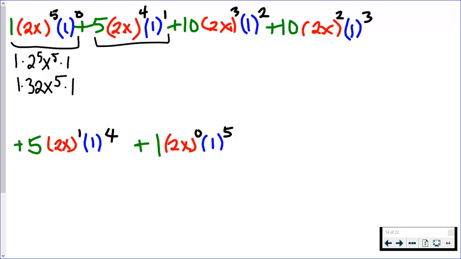Next, I have 5 times, I have 2 to the 4th and x to the 4th because the exponent is applying to everything inside. And this is honestly an easy example because I just keep raising 1 to some power, and that's always going to equal 1. That's a 2 to the 4th, not a 24, by the way. So we end up with 5 times 2 to the 4th, which is 16, x to the 4th times 1.